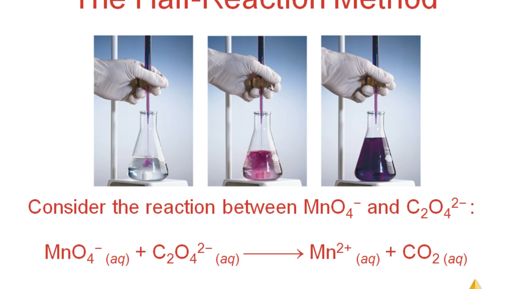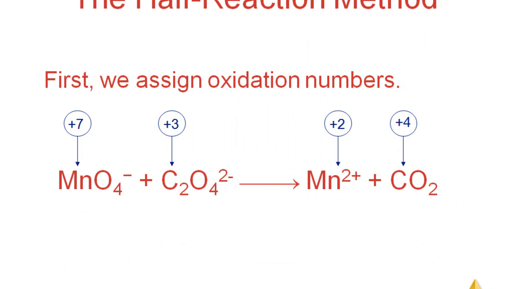So this is the equation we have. MnO4 minus plus C2O4 2 minus gives Mn2 plus and CO2. We need to balance this redox reaction. Okay? So where do we start? First we are going to split this into 2 different reactions. Oh well, first we assign the oxidation numbers. Assume that you don't know which one is oxidizing and which one is reducing.